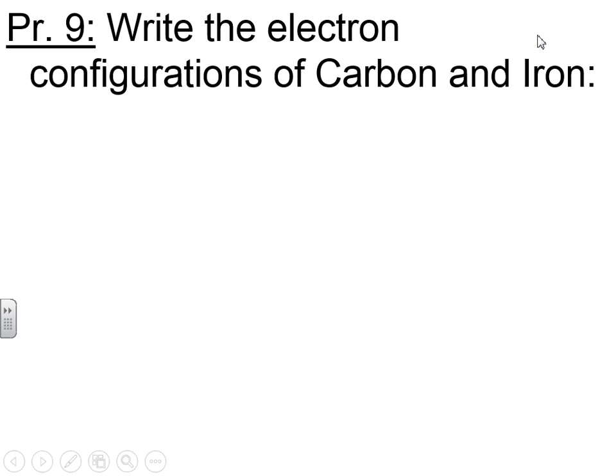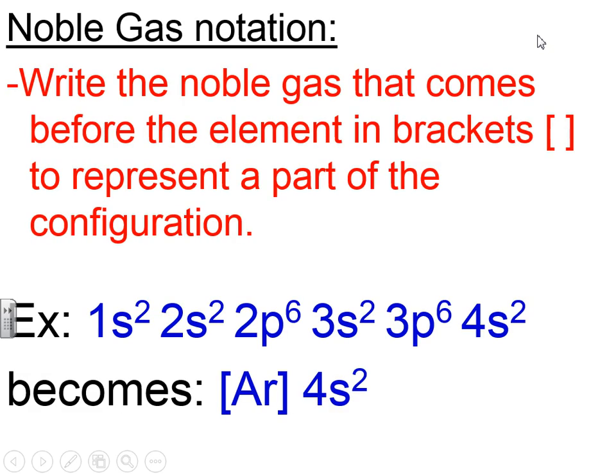Now, there is a way to shorten this using what's called noble gas notation. Some of these elements have really long configurations, and there's no reason to write all of it. It's only necessary to write really the outside part of the configuration. So we'll use the noble gas that comes right before the element.